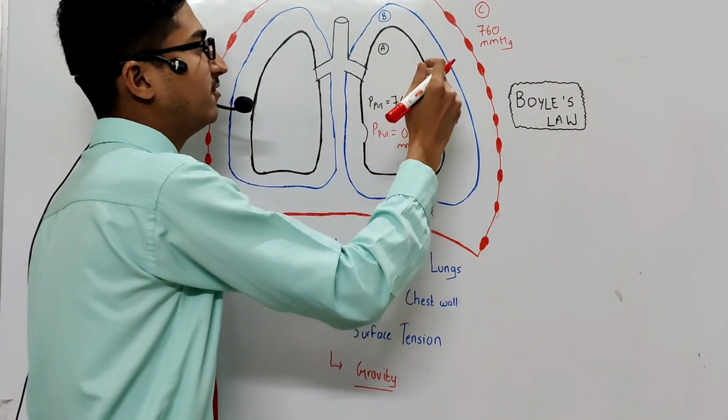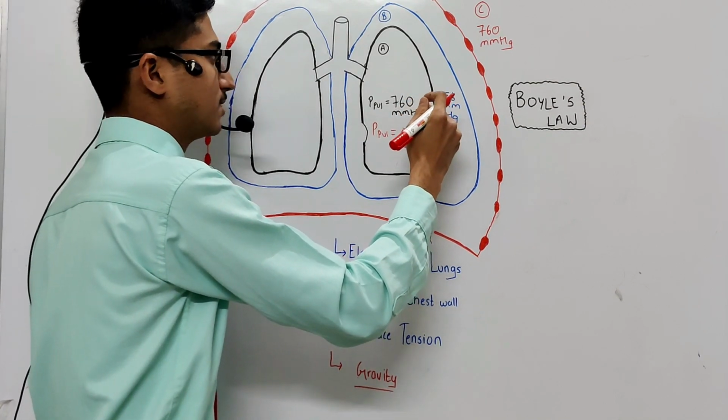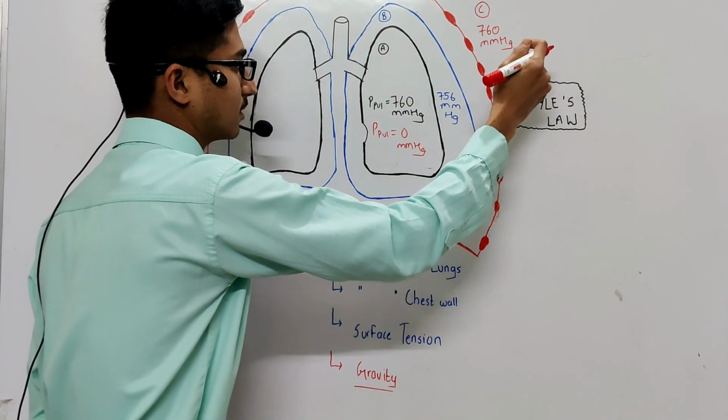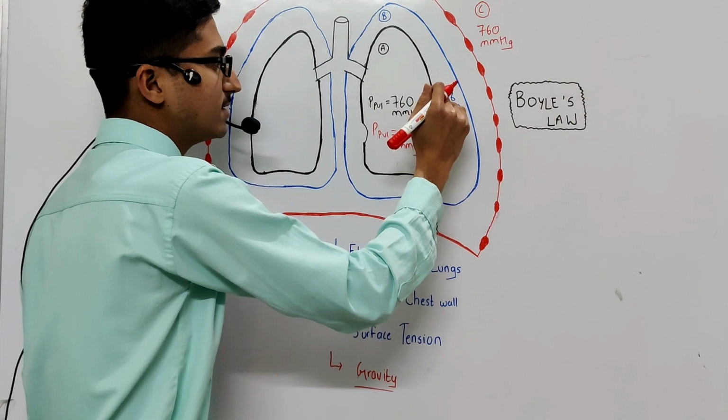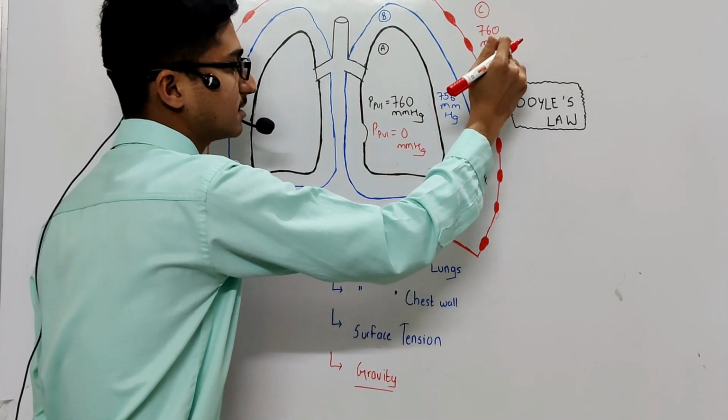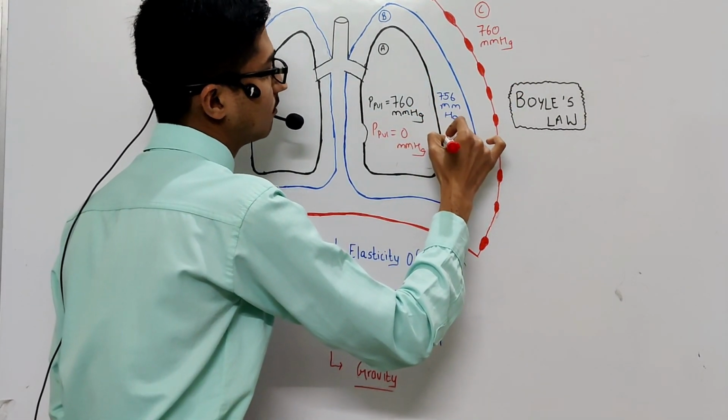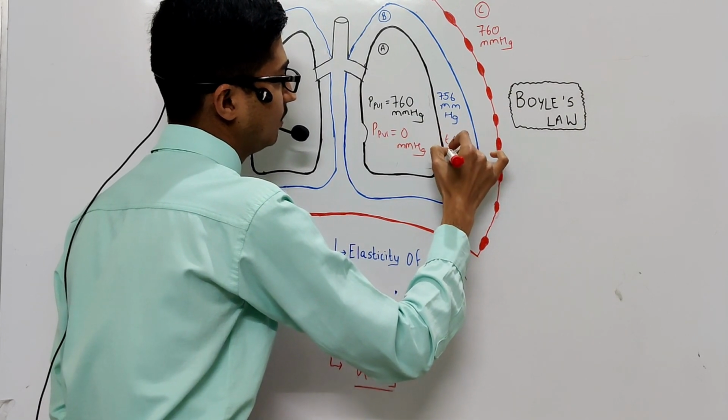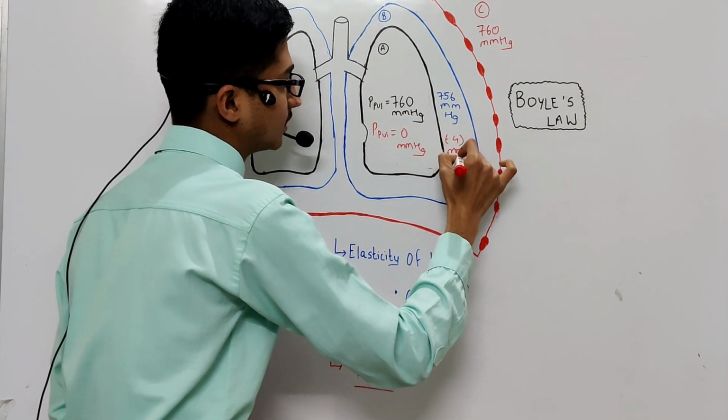Now let's take the difference between the intrapleural pressure and the atmospheric pressure. That is 756 minus 760, which is about minus 4 millimeter of mercury.